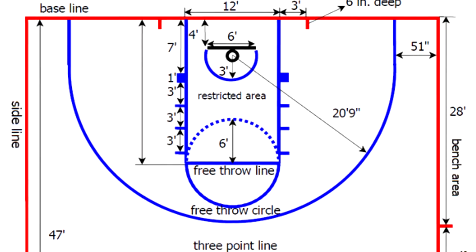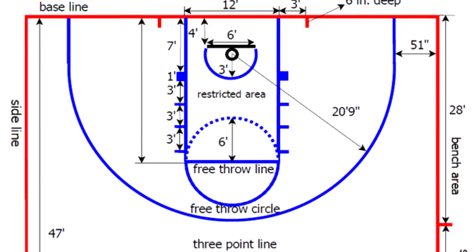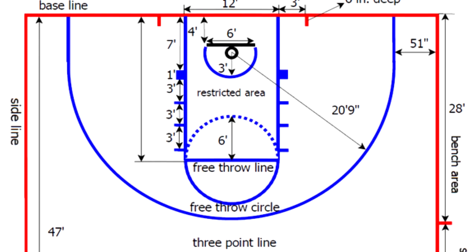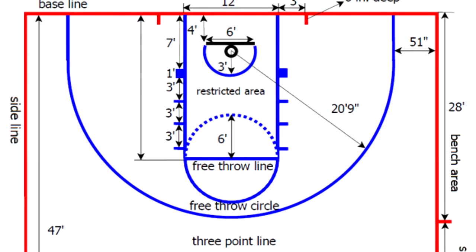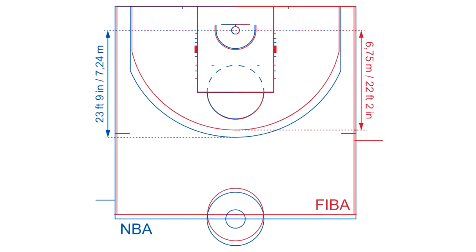Top of the key, or top of the circle, is the area straight out from the basket, just outside the free throw line. It's also a favorite spot from which many players like to shoot. The wing area is located on the side of the court near the free throw line.